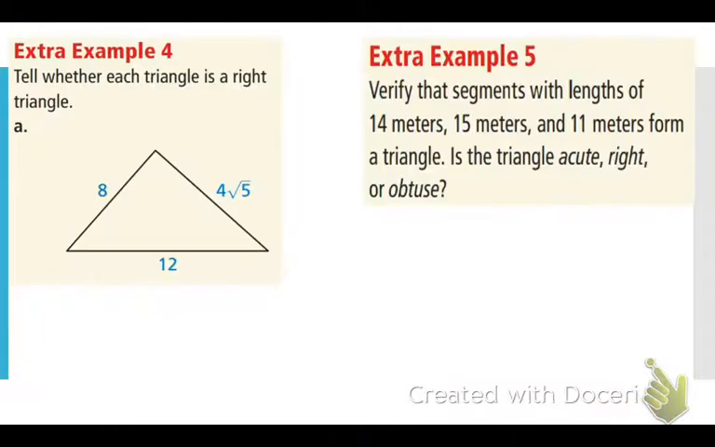All right, we have two more. I know you don't have the second one, so I'll give you a minute in a minute to write it down. But we're going to do this one first. Tell whether each triangle is a right triangle. So to see if it's a right triangle, we still use the Pythagorean Theorem. We're going to see if a squared plus b squared equals c squared. So which one of these would we label as c?